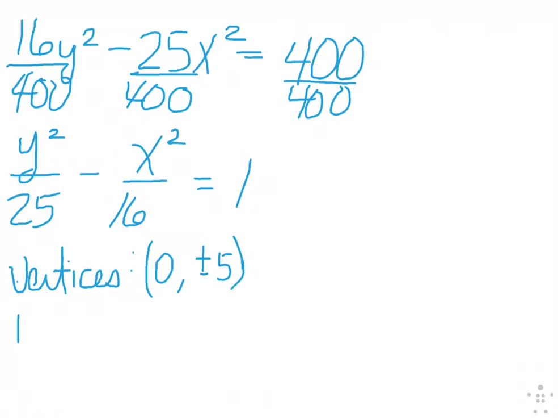To find the foci, it's going to be 0 and then whatever we get. Now remember, it's a squared plus b squared equals c squared. So a squared is 25. B squared is 16. What's 25 plus 16? 41. The square root of 41, 41 is a prime number, first of all. So therefore, will it ever reduce? No. So I have plus or minus root 41.